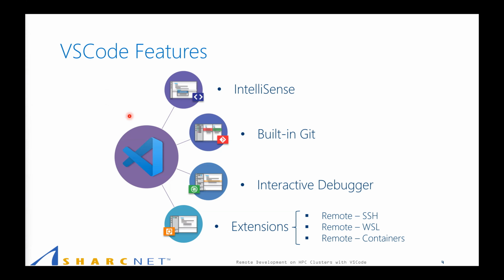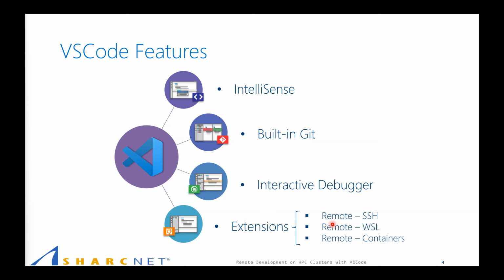This is a highlight of VS Code's most important features. IntelliSense is the Microsoft terminology for code completion. Git support is a built-in feature in VS Code, but it needs an installed version of Git to operate. Interactive debugger is what makes VS Code act as a true IDE, or integrated development environment. And last but not least, almost all aspects of VS Code can be extended with extensions.